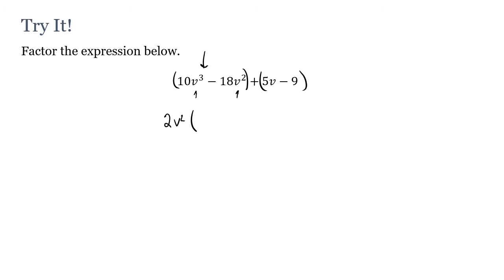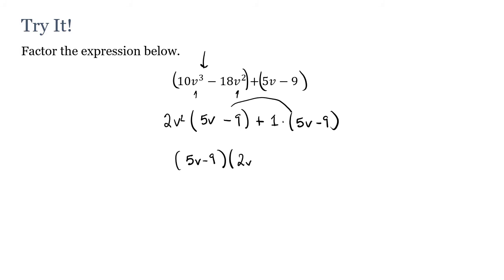Now, what do I need to multiply 2v squared by to get 10v cubed? That's going to be 5v. What do I need to multiply 2v squared by to get negative 18v squared? That would be negative 9. And then plus this one, the biggest thing I can pull out is a 1. And look at that, they match up. This and this match, so I know I did it right. So then I'm going to do that undistribute trick. I'll pull 5v minus 9, and then I'll write what's left over, 2v squared plus 1. And I'm done.